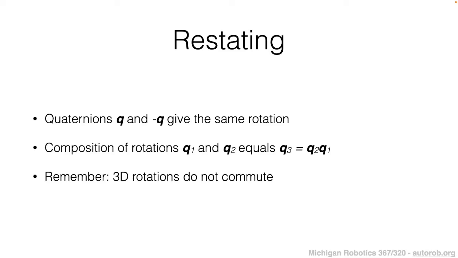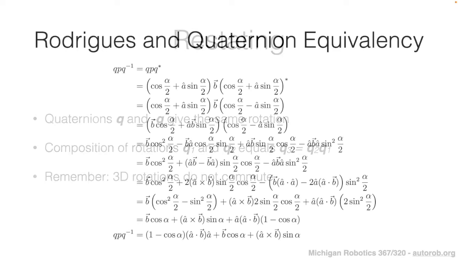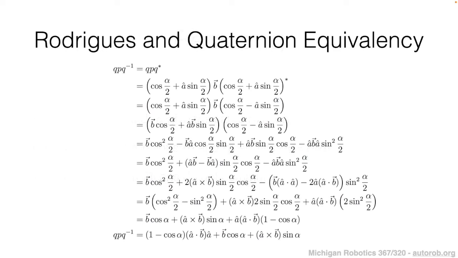So just to restate, if we have 2 quaternions, q and negative q, these will give the same rotation. Composition of rotations can be implemented as multiplying the quaternions. And it's important to remember that quaternion multiplication does not commute. So 3D rotations do not commute. In other words, the order in which you apply these quaternions matters.